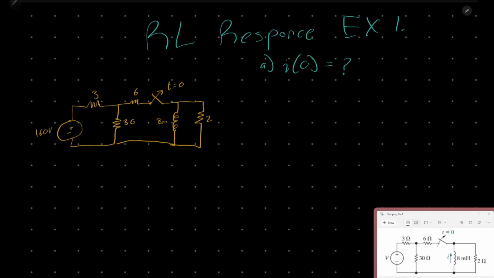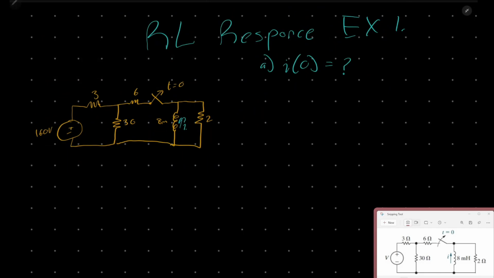Okay, in this video, we're going to be going over RL response circuits and how to solve the following circuit. So, first we're going to find or calculate the initial value of I, which is I going across this inductor.